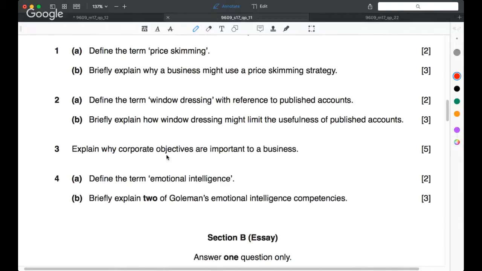So the actual definition, it's important to remember here that you're looking for a definition, not an explanation. The definition is where a company accountant presents the published accounts in a very favourable way to shareholders and investors in order to give the appearance of a well-run company or to attract investment. So you're dressing up your accounts to make them look as good as possible. As I say, it's not fraud, but its intention is probably to mislead.